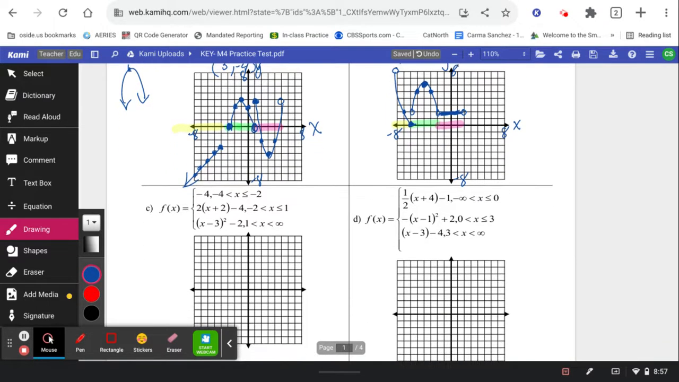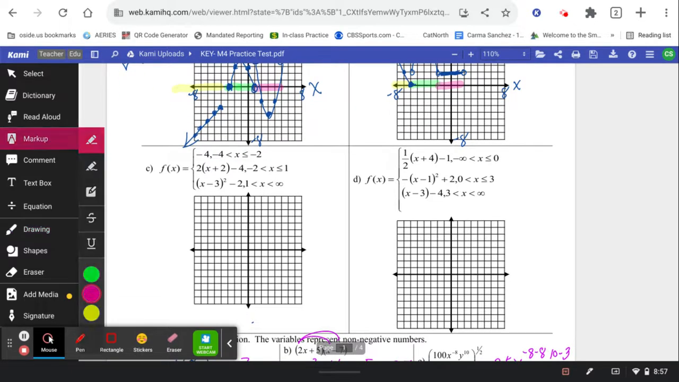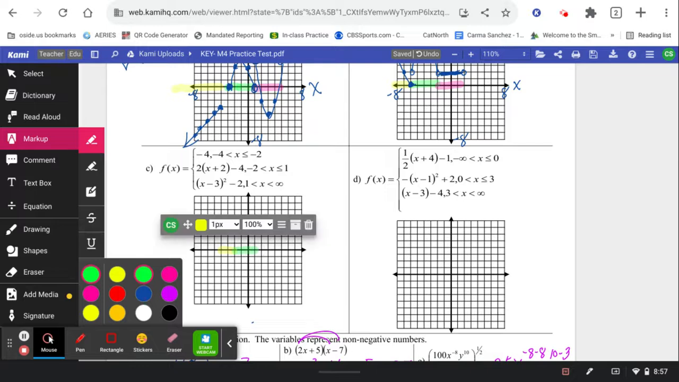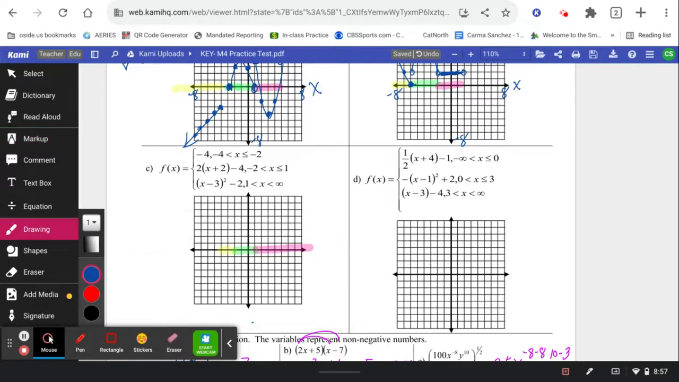All right, next one has a horizontal line through -4, so let's go highlight first. We're going to say from -4 to -2, from -2 to 1, and from 1 to infinity. -4 is going to be open to -2. This side is an open dot. This side is a closed dot. Little tiny horizontal line through -4 from open to closed.